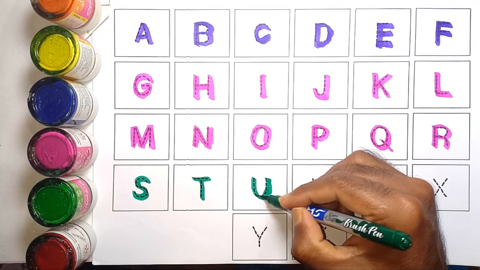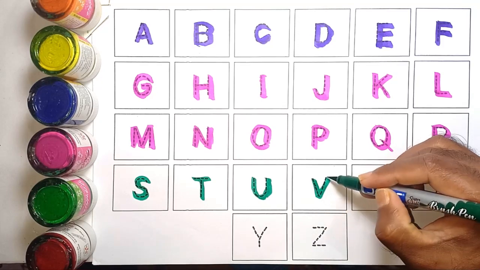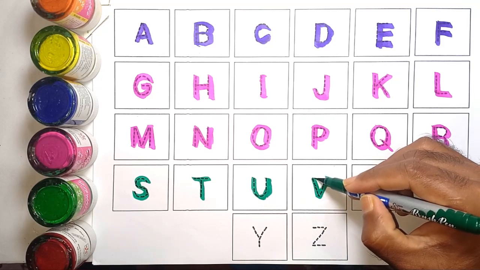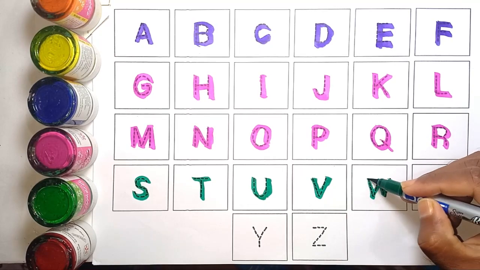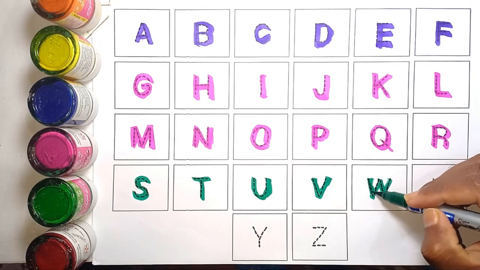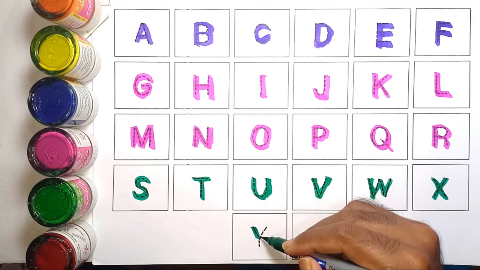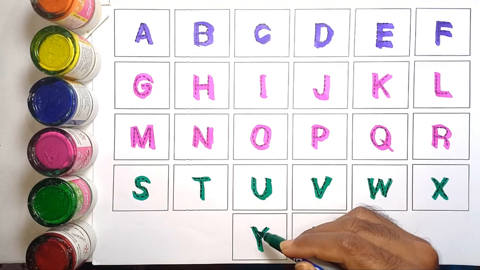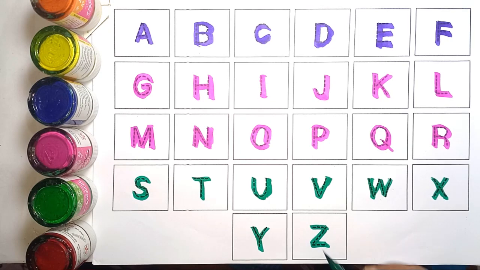U. U is for umbrella. V. V is for vehicle. W. W is for watch. X. X is for x-ray. Y. Y is for Z. Z is for zoo.